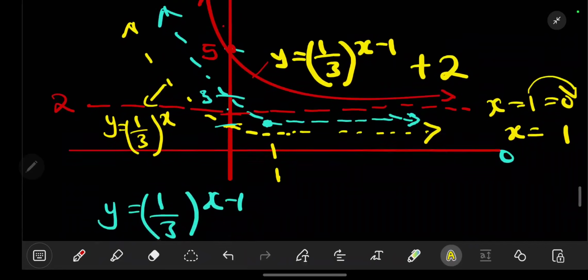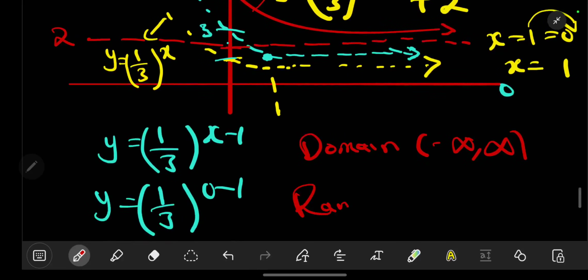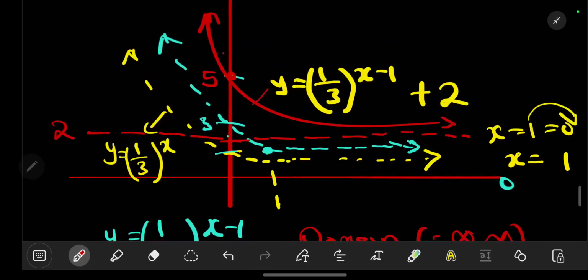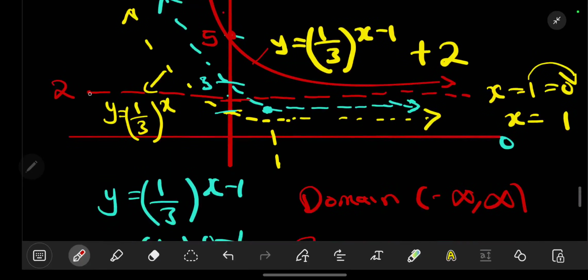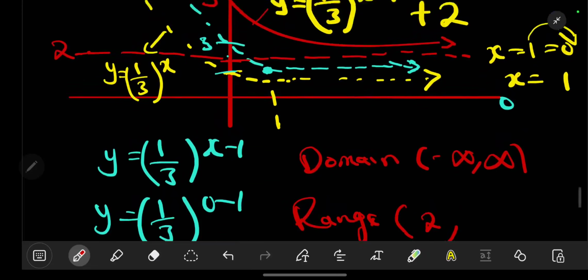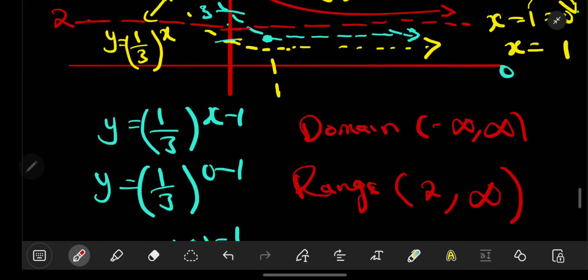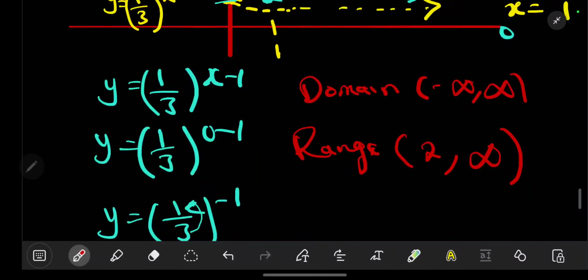Before we do, let's state the domain. The domain is unaffected in this case, so the domain is equal to negative infinity to positive infinity. Then the range: in this case, 2 is the line that is not being crossed, so the smallest is 2, it is not included, open circle, then it goes up to positive infinity. So that's the range there.